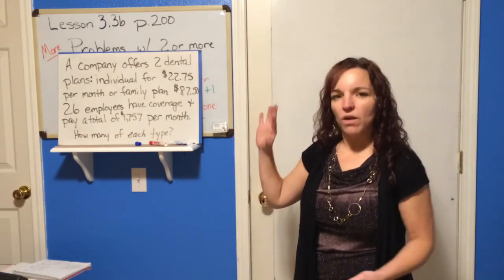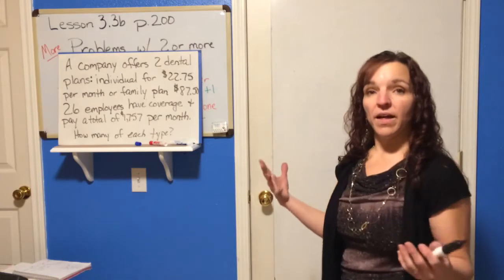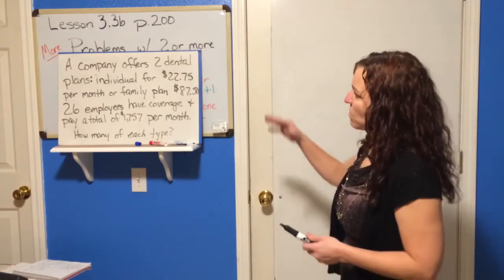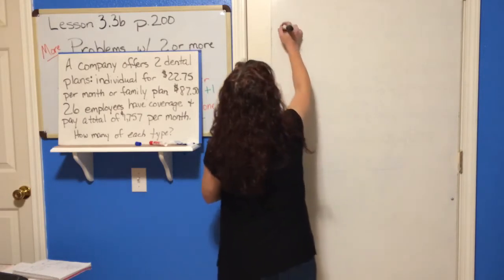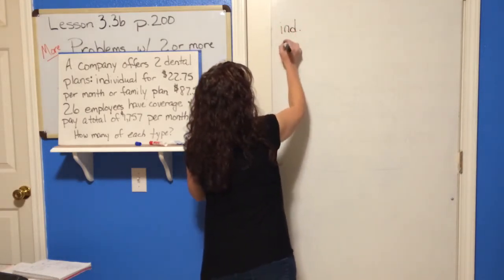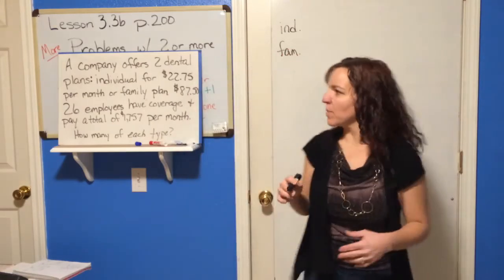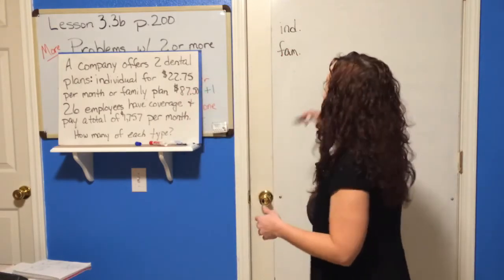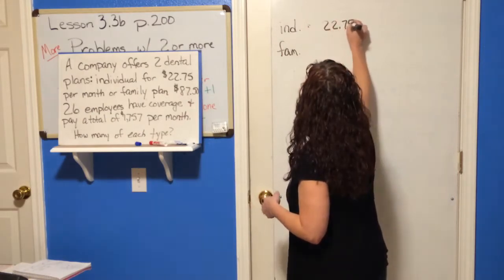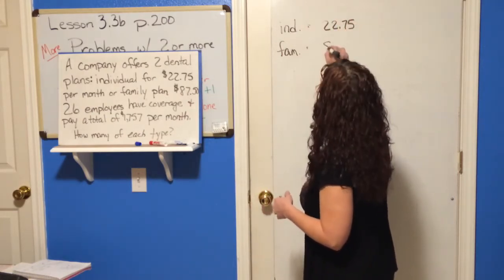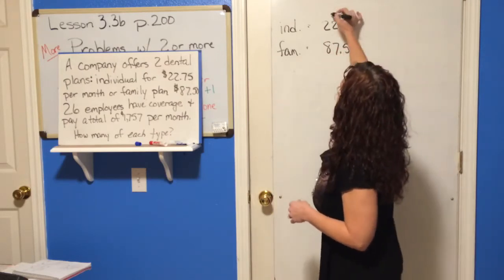Okay, so don't get all crazy with all the words. Back up and set yourself up a chart or a table. So the 2 things you have are dental plans. You have either individual or family, and we know the amounts for them. The individual plans are $22.75, and the family plans are $87.50. All right, so this is the price.